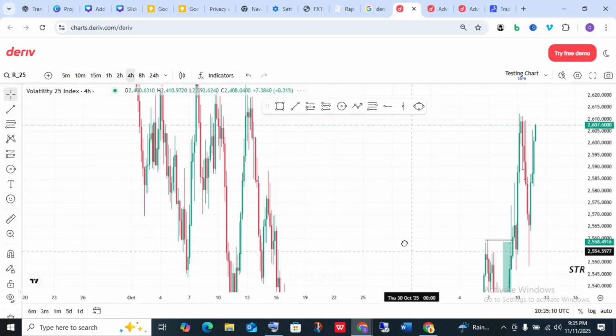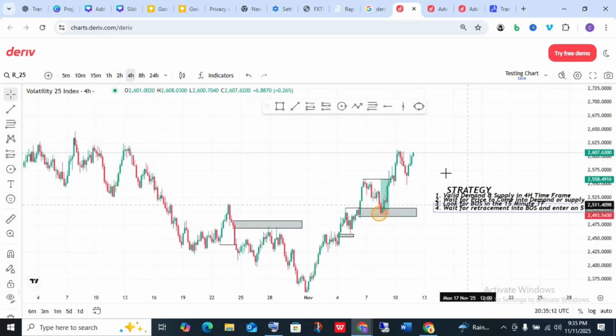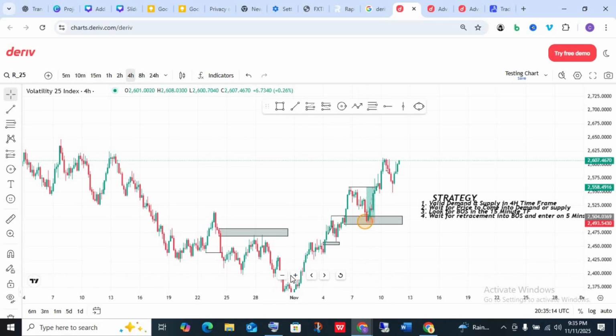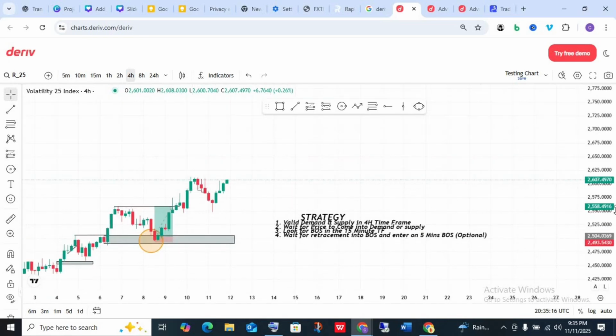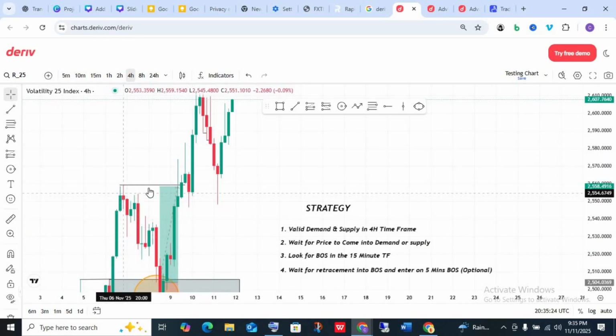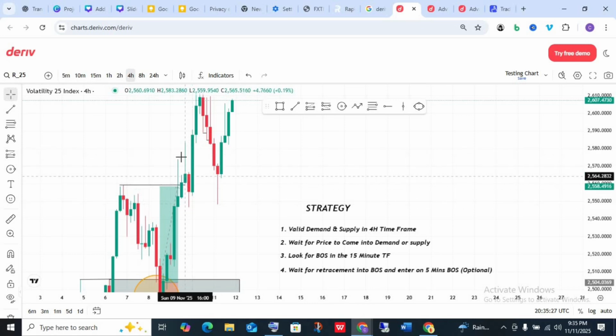This strategy works best when market is in a trend, okay? Not when market is consolidating. It works best when market is either going up or coming down. Now, when price broke structure, it came down, and then it broke structure again right here, is it not?